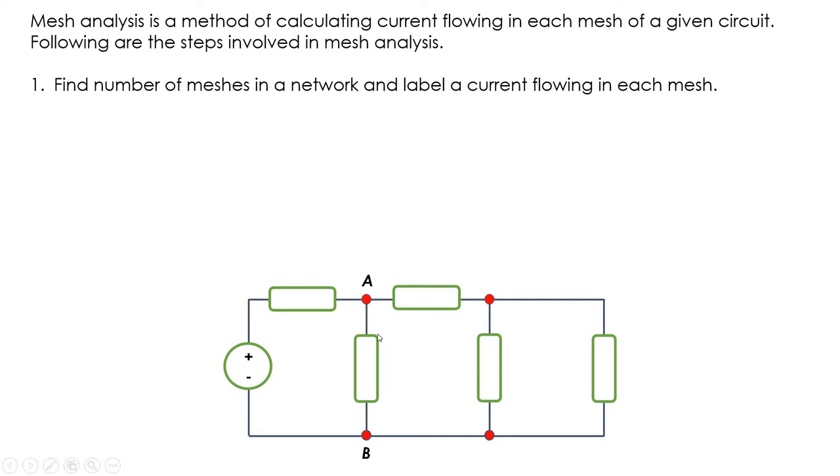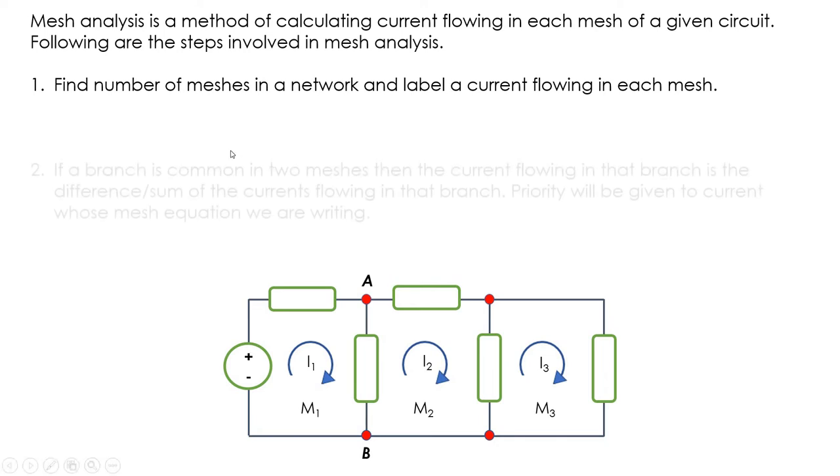So if we talk about this circuit, then I can see one mesh here, which I have labeled as current I1. This is the M1 mesh. The second one here is this M2 mesh, which is having a current of I2. And the third one is the M3 mesh, and I have labeled the current as I3 here. So this is the first step, identifying the meshes and labeling one current to each mesh.